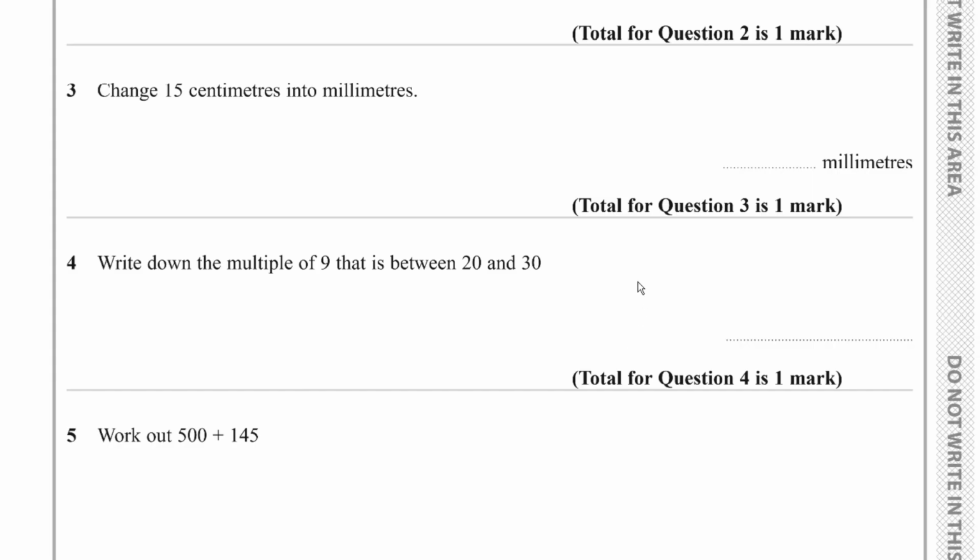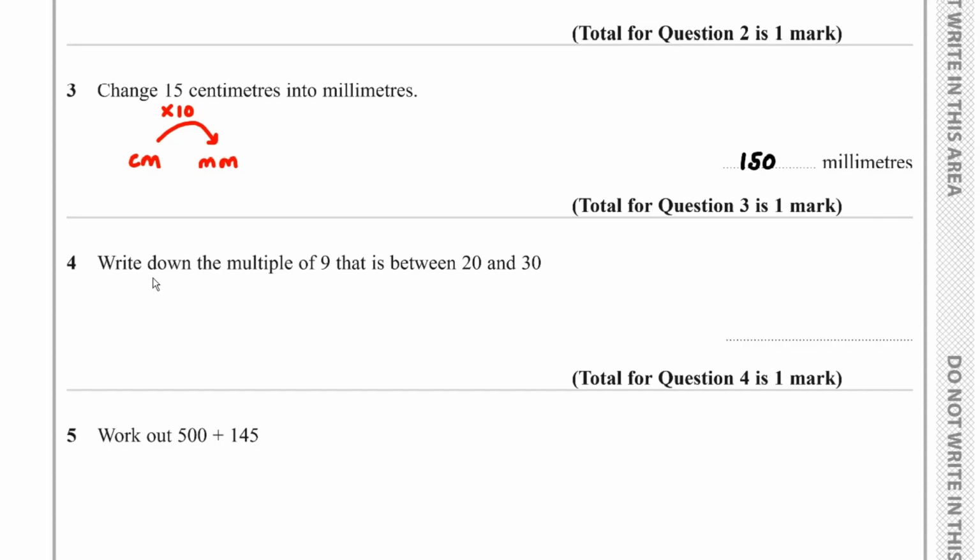Question number 3. Change 15 centimeters into millimeters. To go from centimeters to millimeters, we have to multiply by 10. Hence, 15 multiplied by 10 is 150. So we have 150 millimeters.